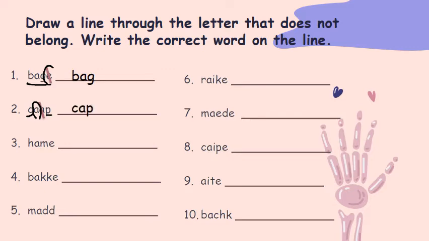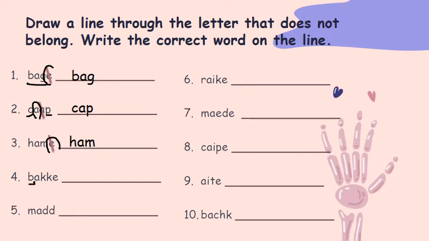We have the word cap, c-a-p, with a short A sound. Here we also have to cross out the letter E. If we kept the letter E, we would read it as the word "haim," h-aim, with the long A sound, but it doesn't make sense. So we have to cross out the letter E, and now we have the word ham, with the short A sound.